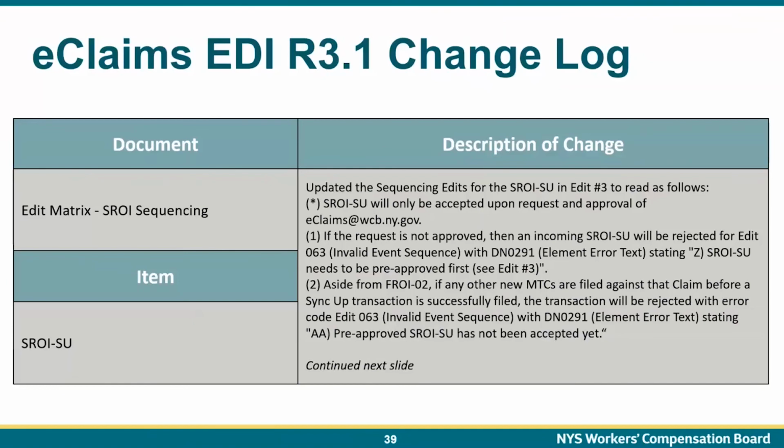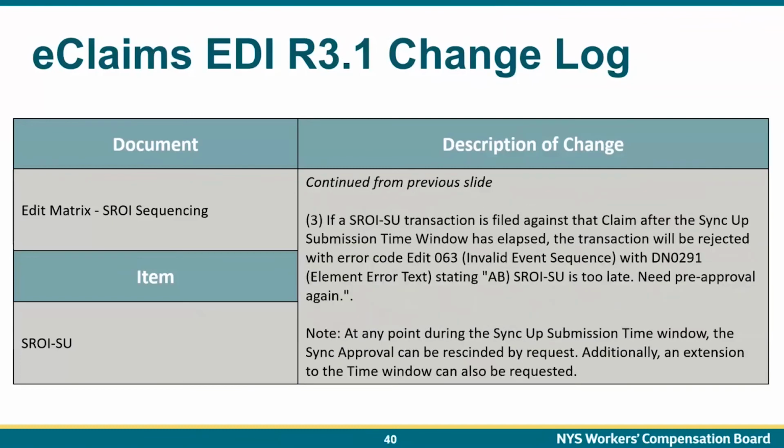Aside from 402, if any other new MTCs are filed against the claim before a sync-up transaction is successfully filed, the transaction will be rejected with error code edit 063, invalid event sequence with DN 291 element error text stating pre-approved SHROI sync-up has not been accepted yet. And third, if a SHROI sync-up transaction is filed against that claim after the sync-up submission time window has elapsed, the transaction will be rejected with error code edit 063, invalid event sequence with DN 291 error text stating SHROI sync-up is too late, need pre-approval again.